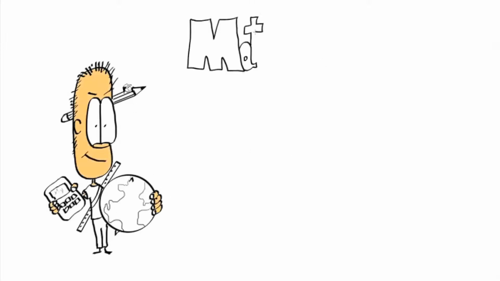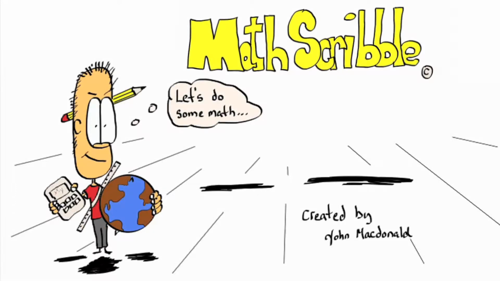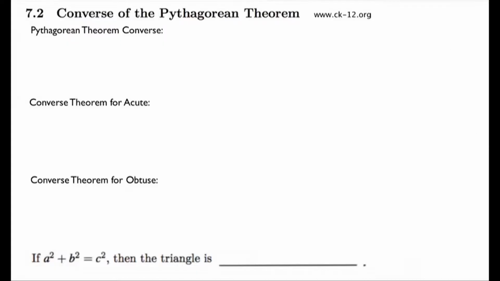Hi everybody. Today we're looking at the converse of the Pythagorean theorem. In the previous section we looked at right triangles and saw that they had a unique relationship, and that was a squared plus b squared equals c squared, where a and b are the legs and c is the hypotenuse.